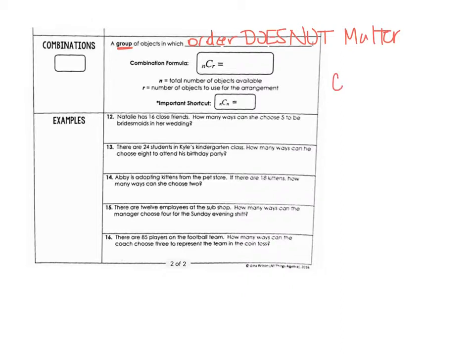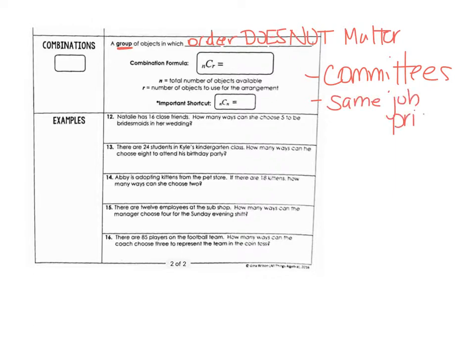If I can write and have my stylus work. Committees. I think I spelled that wrong. I think I need two M's. Committees. People that have the same job. People that win the same prize. All would fall into groups. Okay? So here's some examples.